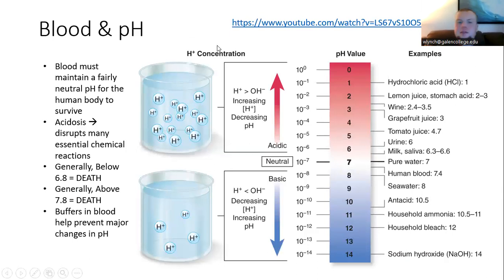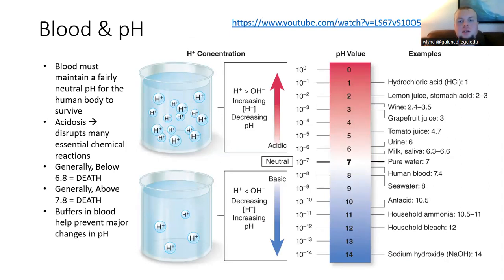So blood and pH. pH is the measurement of the acidity or alkalinity of a substance. If something is acidic, it has a low pH. If something is alkaline, it has a high pH. The pH scale runs from 0 to 14. Something that is 0 is going to be very acidic. Something that is 14 is going to be very basic.